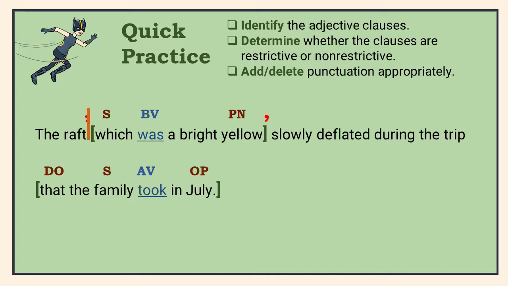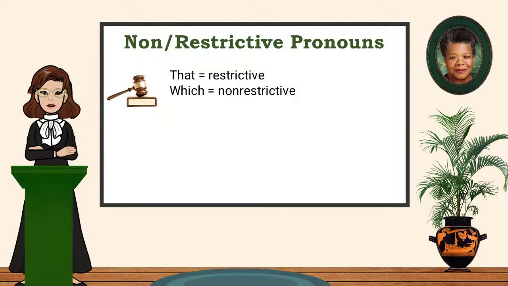As I said, sometimes it can be challenging to determine whether the information is restrictive or non-restrictive. Maybe you think that which was a bright yellow helps identify which specific raft, as in the yellow raft, not the blue or the green one. When that and which are relative pronouns, the determination is simple. That is only for restrictive clauses, and which is only for non-restrictive clauses. Now you only need to analyze the information in clauses starting with who, whom, and whose.